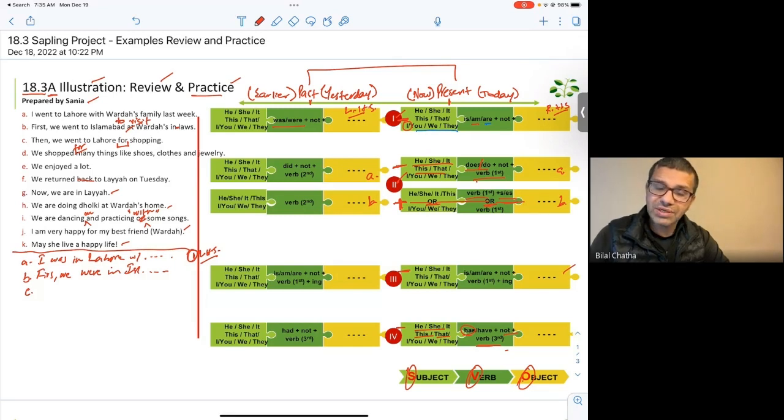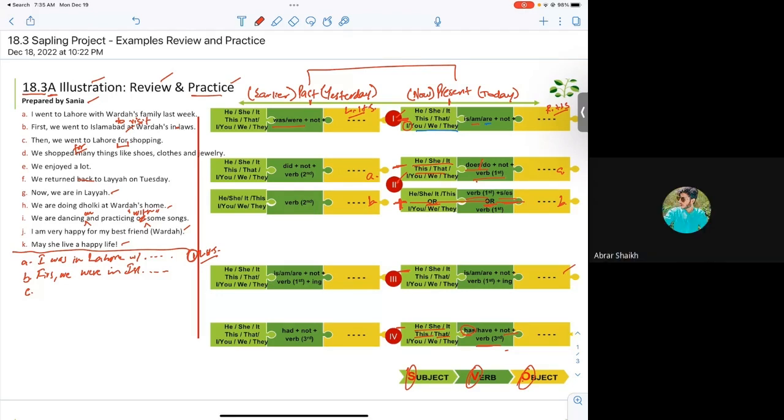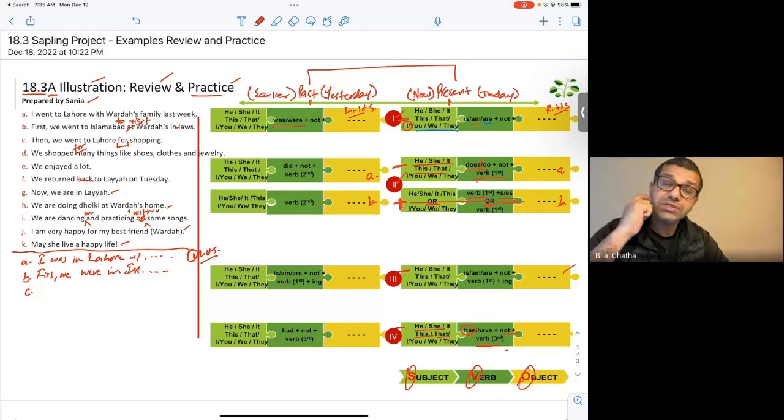Any suggestions here? Any alternative ways to express this? And then we reached to Lahore for shopping. Okay, so first, when you say we reached, उसके बाद to नहीं आएगा. We went के बाद to आएगा. Actually this is very good. Very good.